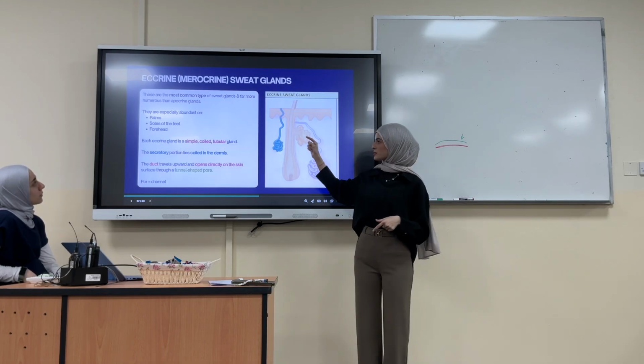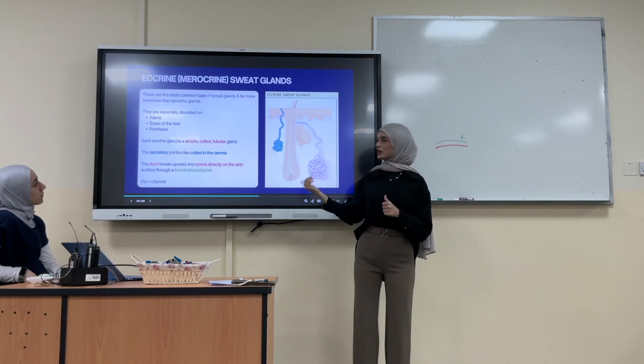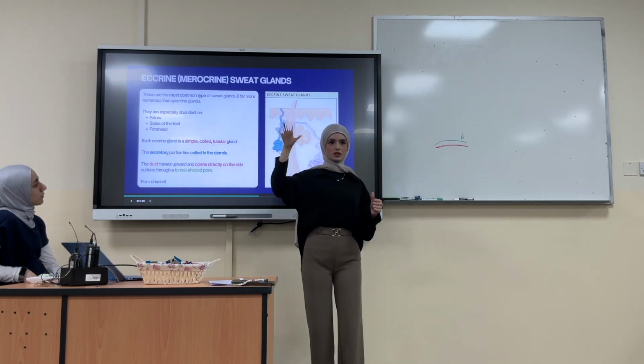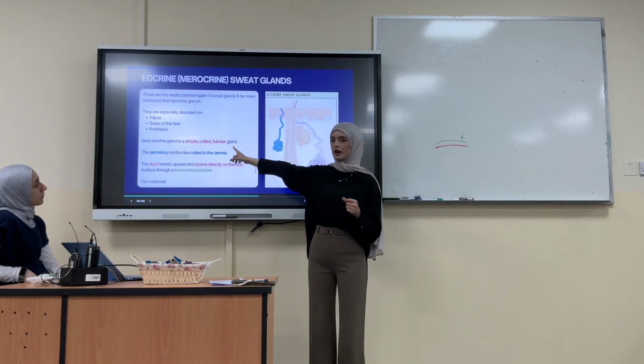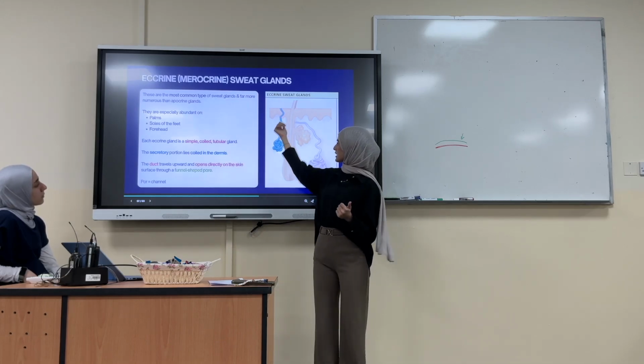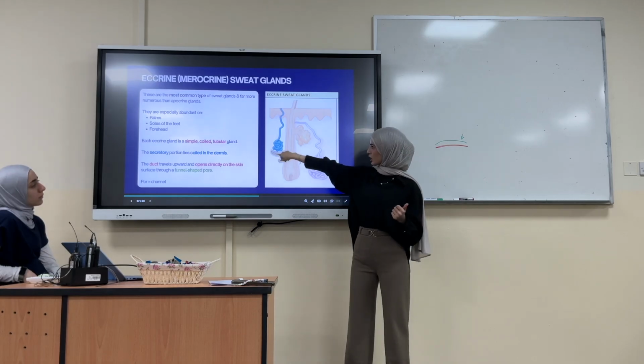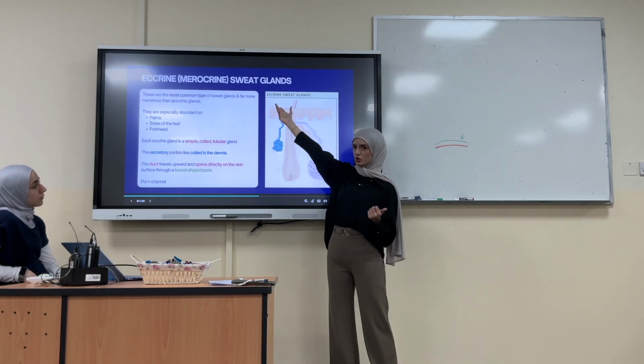Exactly. So on the palms, soles, and the forehead. What type of gland are they? You took this in tissues, but they are simple, coiled, and tubular. And you can see that here in this image. They are simple, they are coiled, and you can see they're tubular.